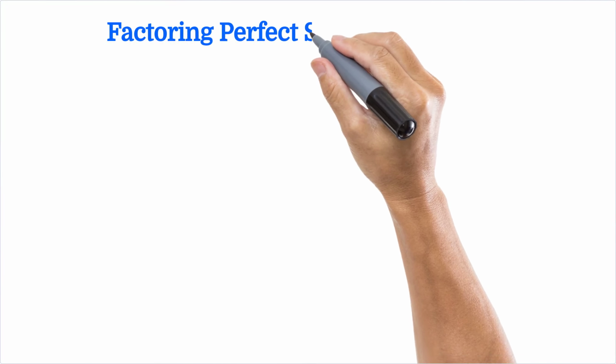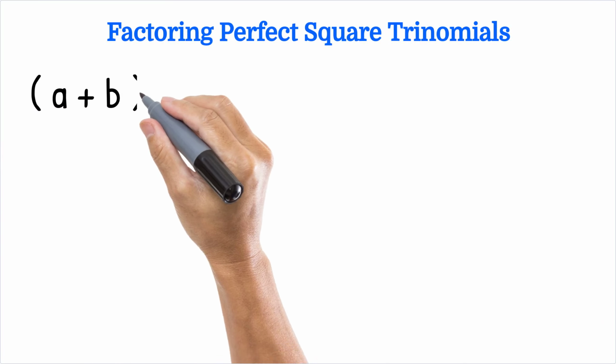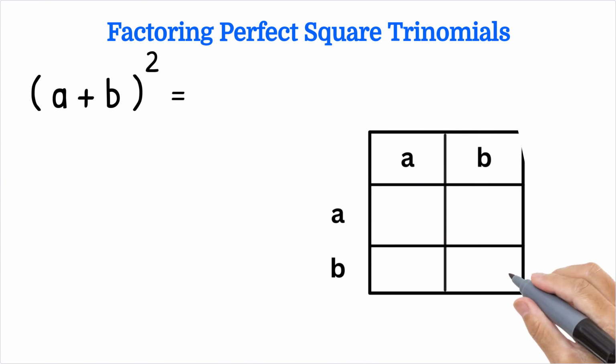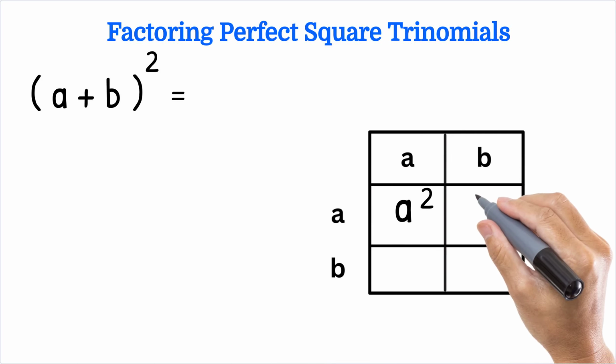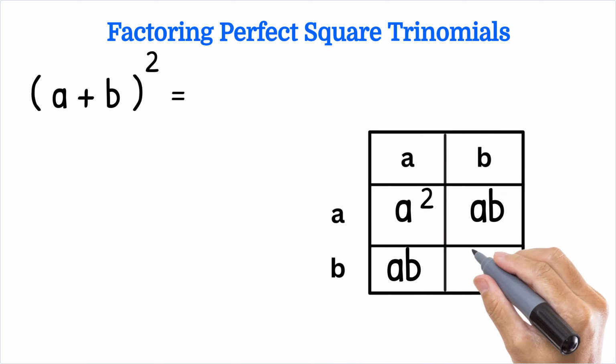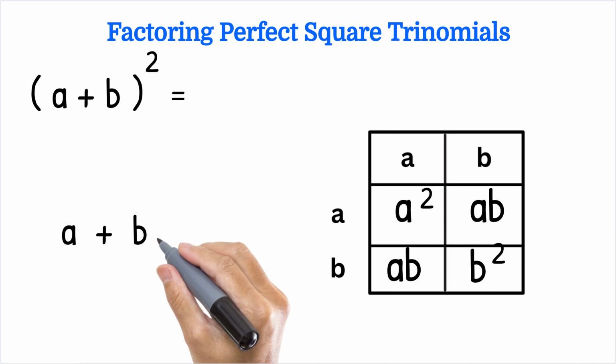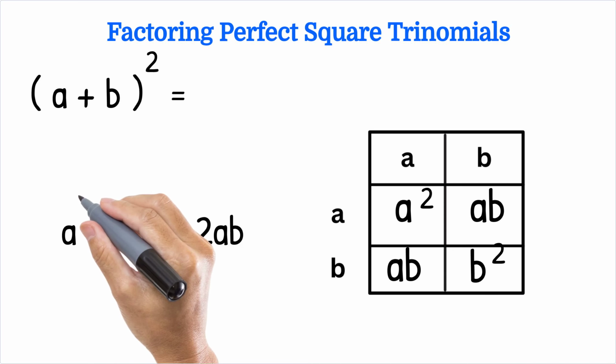Factoring perfect square trinomials. Formula: (a + b) whole square. Use the FOIL method to multiply. A times a is a square. A times b is ab. B times a is ab. B times b is b square, which adds up to a square plus b square plus 2ab.